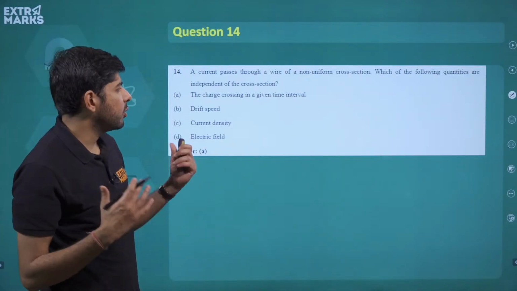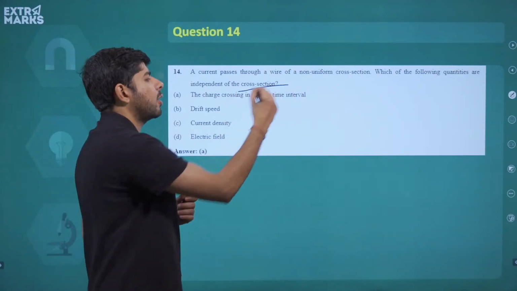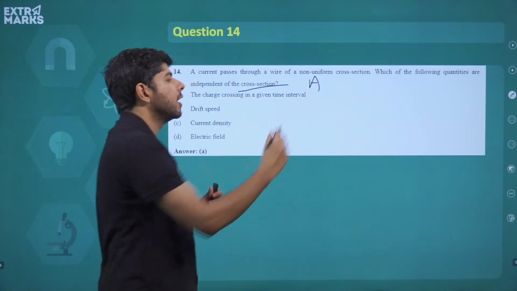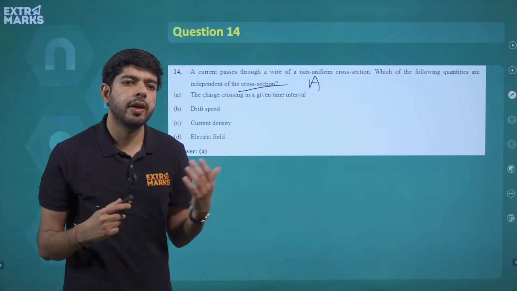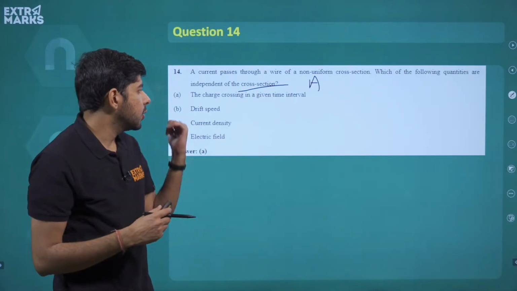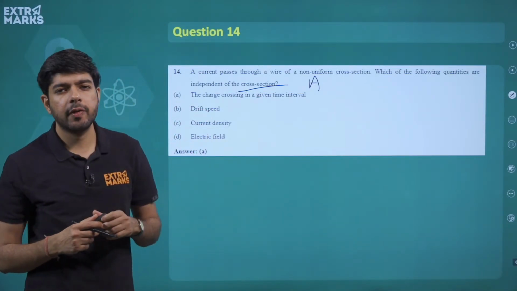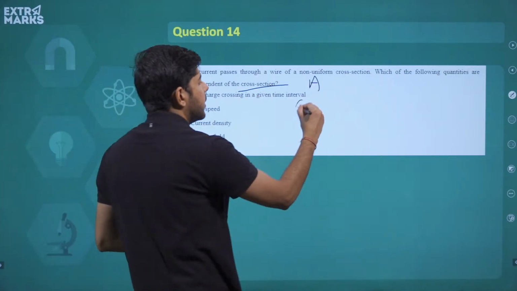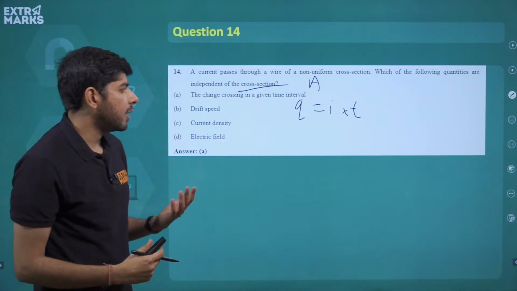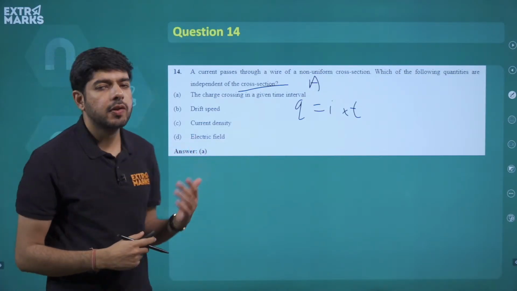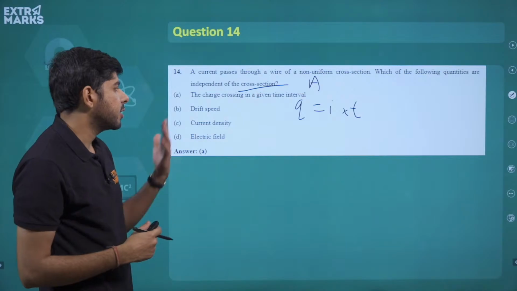Okay, current passes through, they are asking which is independent of cross section, basically meaning cross-section area. So you need to think of each, and which will depend on the area of cross section. All right. So charge crossing, does it depend on area? What is charge crossing? So guys, charge is current into time, right? So if the current is I and time is t, the charge will not depend on the area of cross section. All right. So that is your answer.